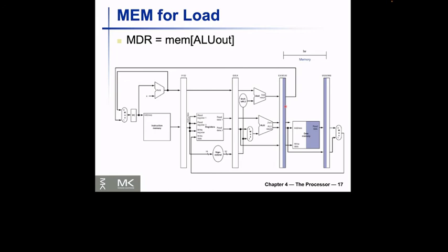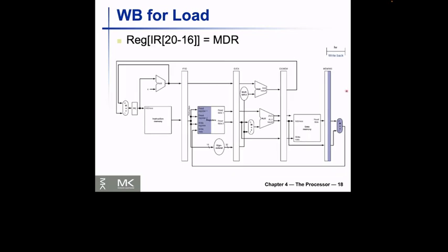Next, for a load instruction, we need to use the calculated address and go to the data memory to retrieve the data. Okay, so we retrieve the data and store the result in the MEM/WB register. And finally, it is written back to the register. Okay, so this is the entire process. Does that make sense?